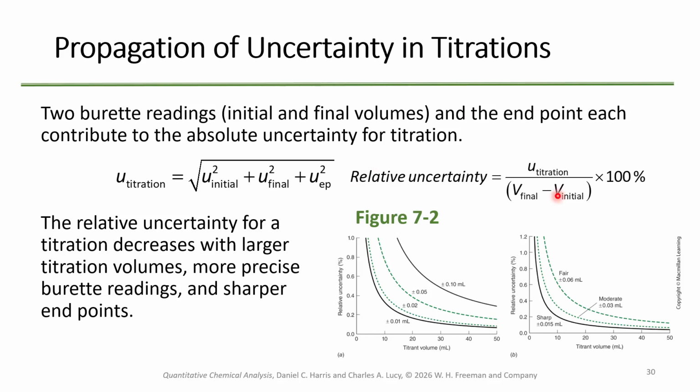That comes from a blank. You'd want to run a blank to get this. Okay, so the relative uncertainty would then be the U titration here, the uncertainty of the titration, divided by that difference in volume, and then times 100% to get a percentage, right?